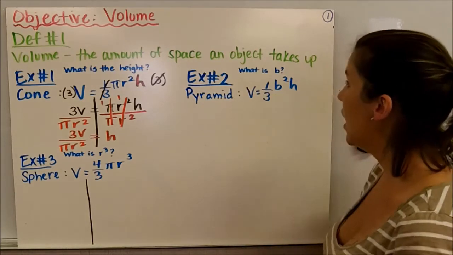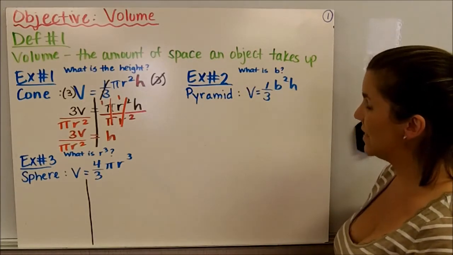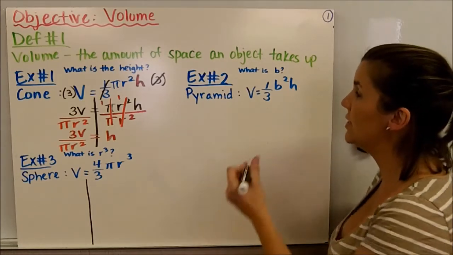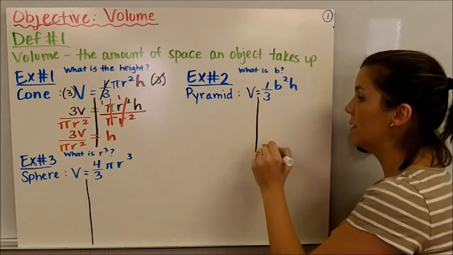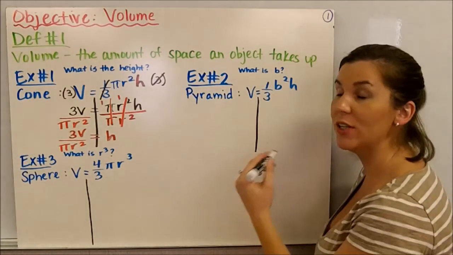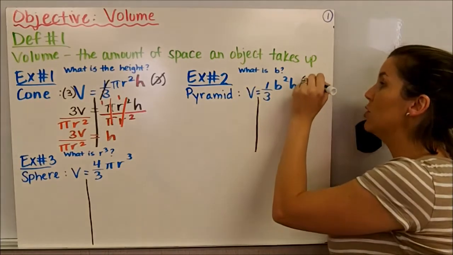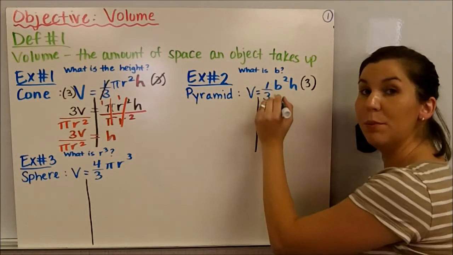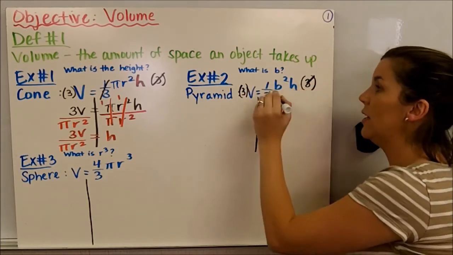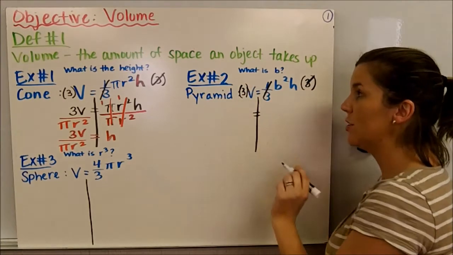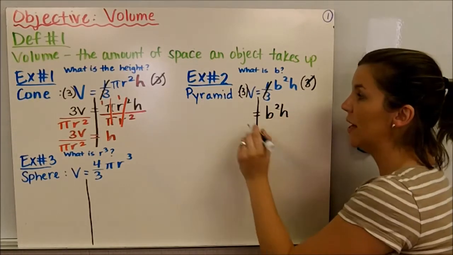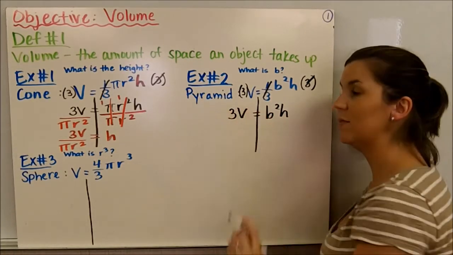Example number 2, a pyramid. What is the base, or b? What is b? So we're going to isolate b, get b all by itself. So again, I have 1/3, a fraction, and I'm going to get rid of this by multiplying both sides by the reciprocal of 3. Flip 3, 3 over 1. 3 and 1/3 are opposites of each other. They cancel each other out. So now I'm left with b squared times the height, and 3 times v is 3v.